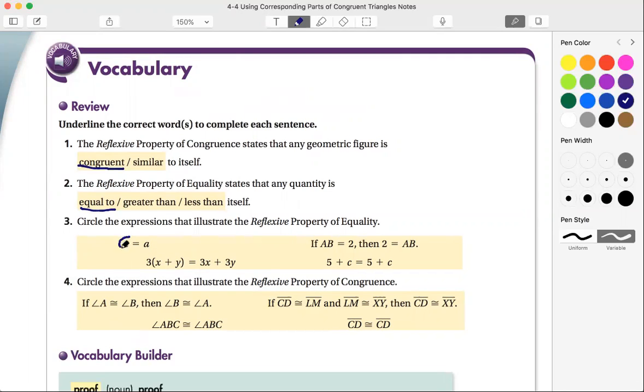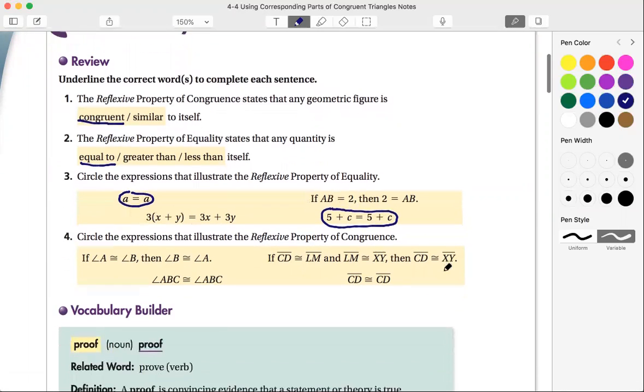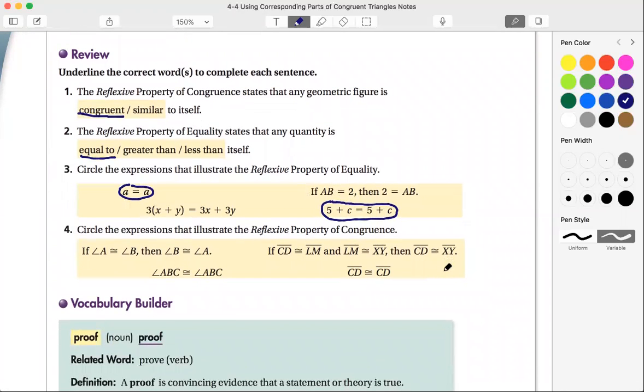So A equals A is the reflexive property of equality, and 5 plus C equals 5 plus C is the reflexive property of equality. So now we're going to circle the expressions to illustrate the reflexive property of congruence. Angle ABC is congruent to angle ABC, and line segment CD is congruent to line segment CD.